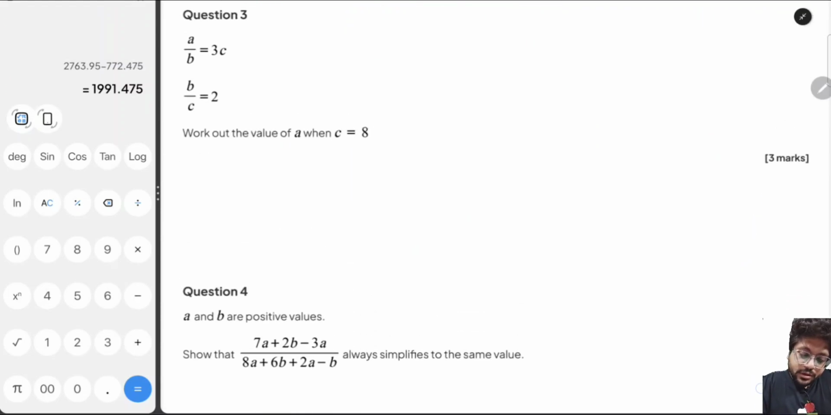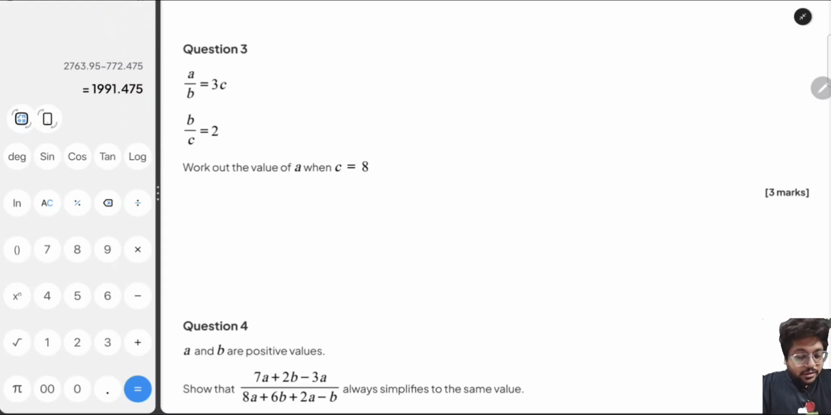Clear? See the third question. This kind of questions we have already done. Actually it is exactly the same question which you found in the paper 2, but let's do it here. That's in another video. But those who have not watched the last video, watch it here. So here see this, the value of c is given.